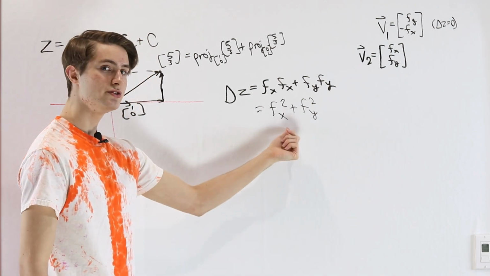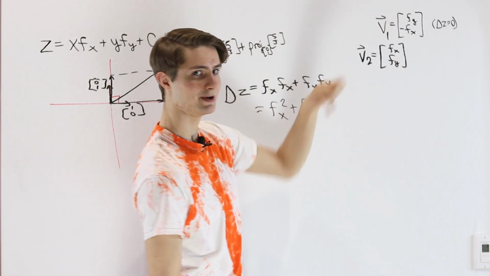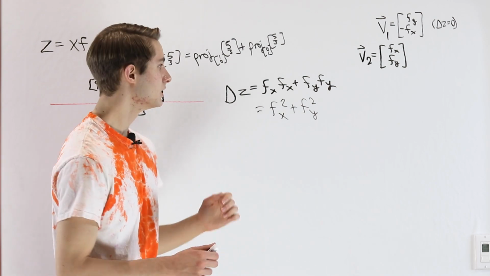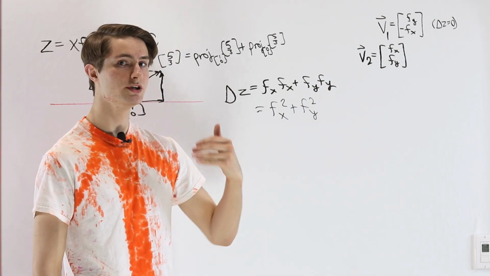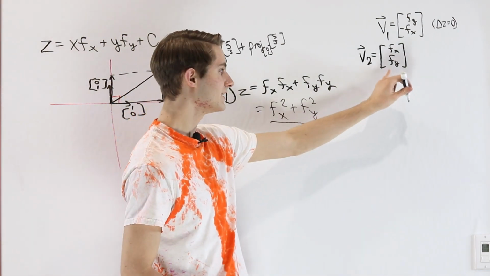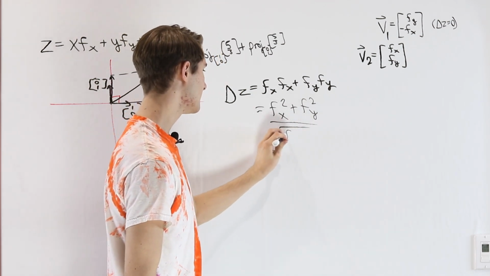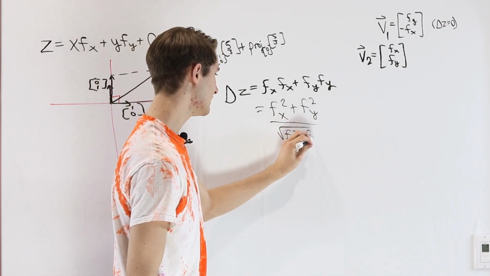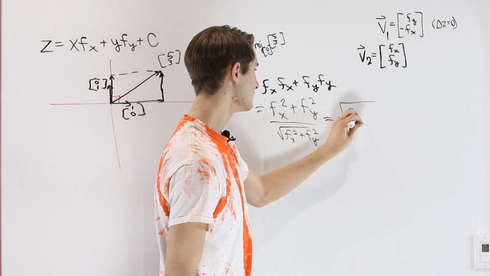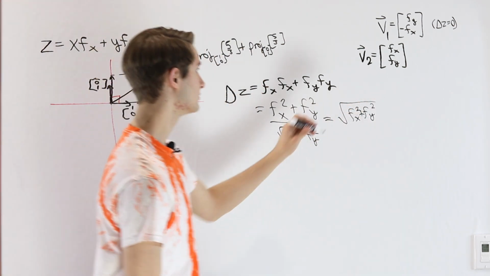But remember that this is the total change in z when we move across a length of f sub x, f sub y. In reality, if we're looking at directional derivatives, we want to think about the change in z per unit length. So in order to do that, we have to divide by the length of this vector. The magnitude of our vector f sub x, f sub y will just be the square root of fx squared plus fy squared. And therefore, our final answer is the square root of fx squared plus fy squared.